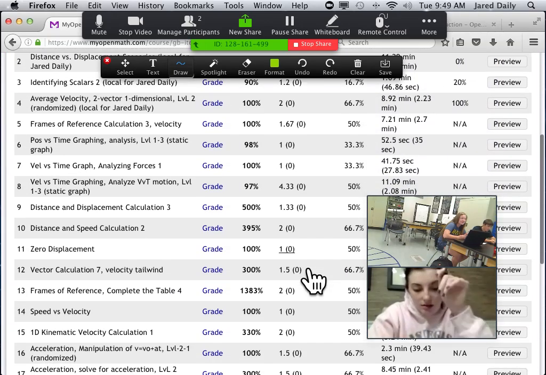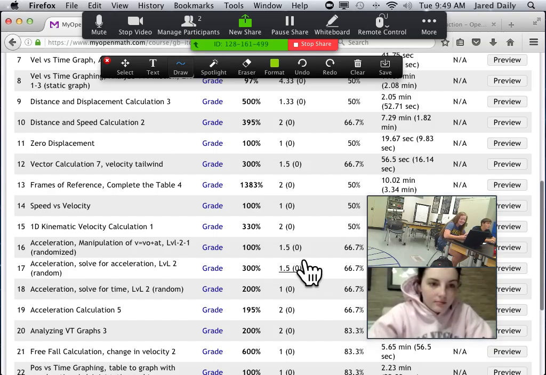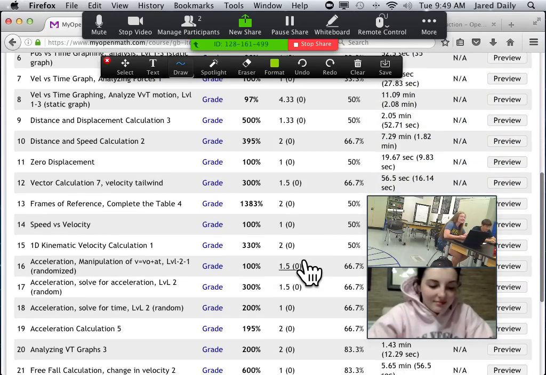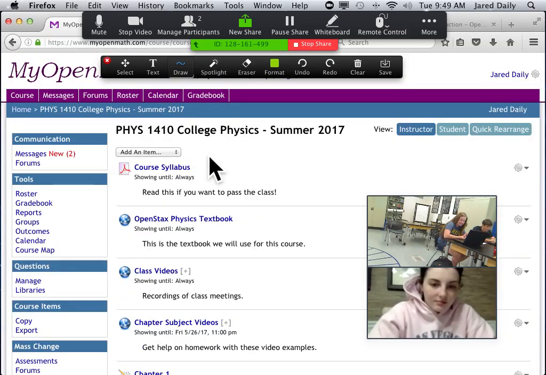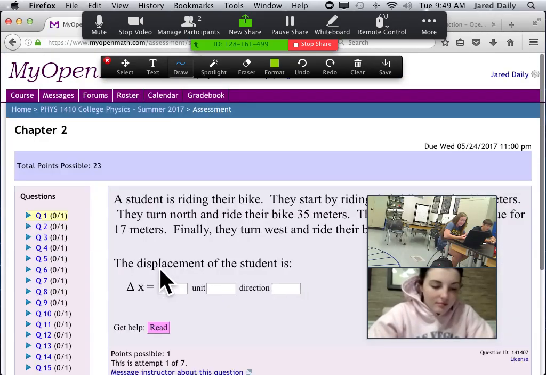Let's see. Average points. So the average percentage on number 13 is 1,300%. Good job, you guys. I will go back and get that regraded here before too long. So what's your next question here?